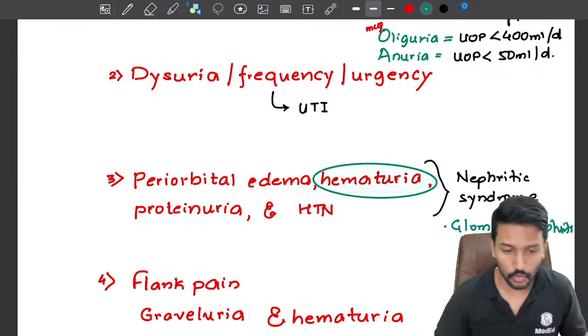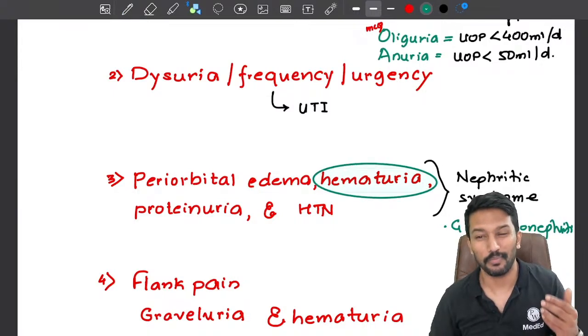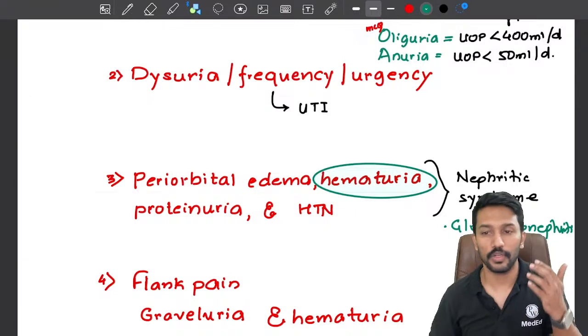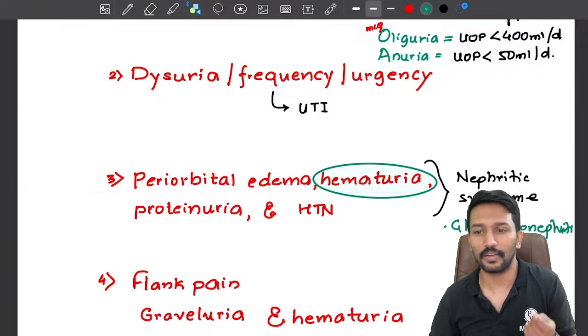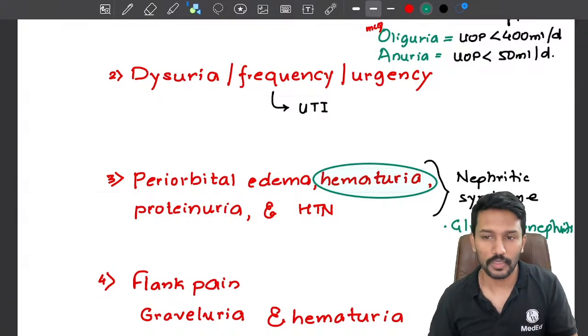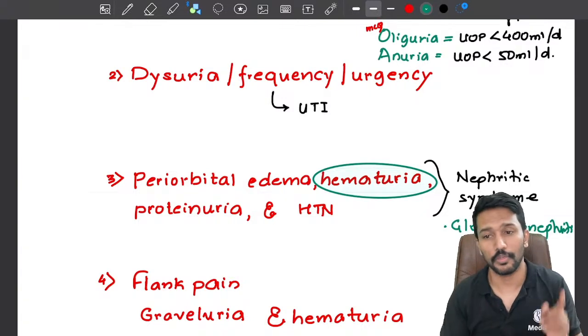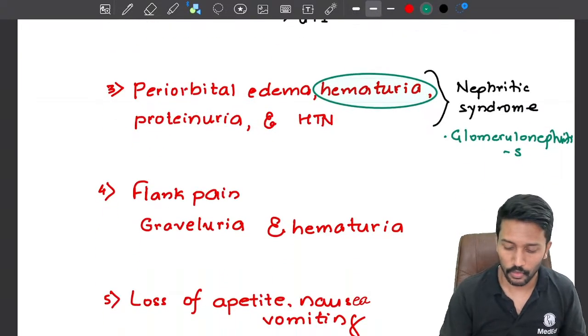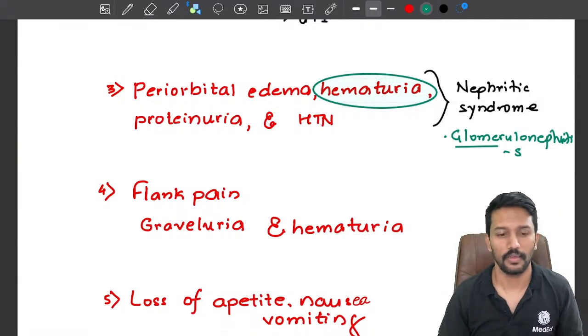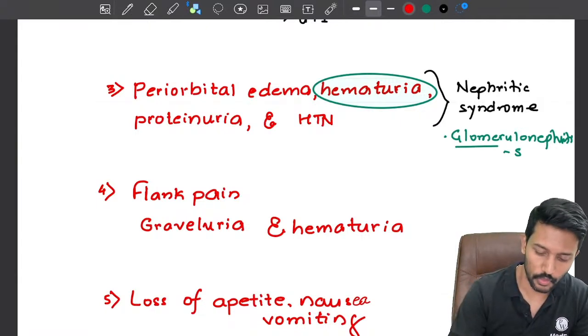Now hematuria can be because of various causes, right? If there is a stone in the kidney, if there is a bladder cancer, if there is hemorrhagic cystitis, if there is ureteral damage, in all those cases also hematuria will be there. So how do I identify that this particular patient's hematuria is indeed because of the glomerular injury? The identification comes from the urine microscopy.